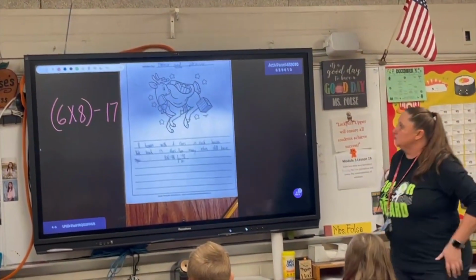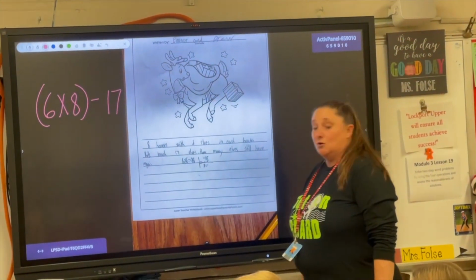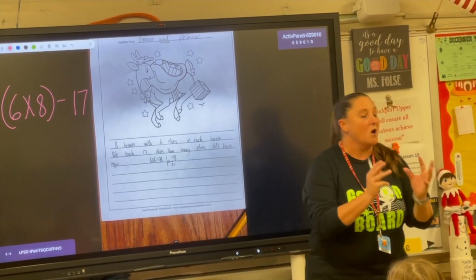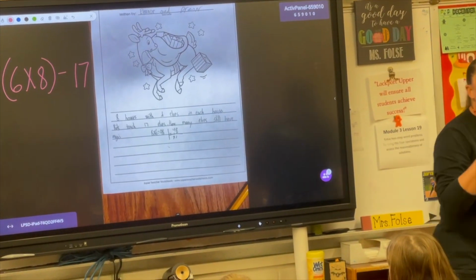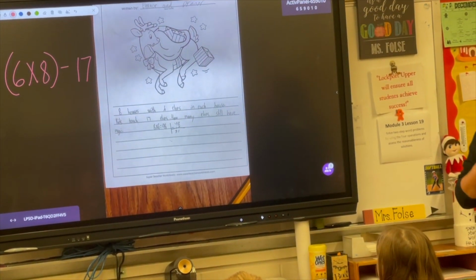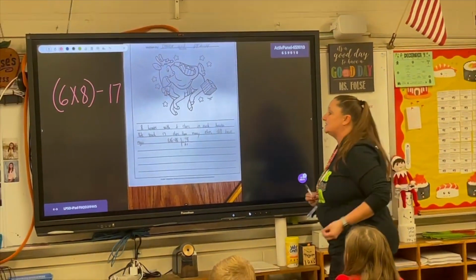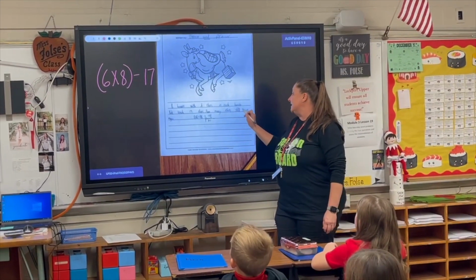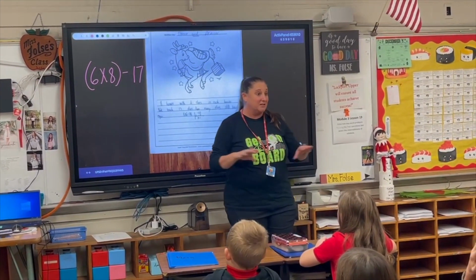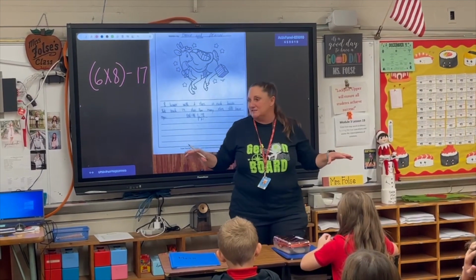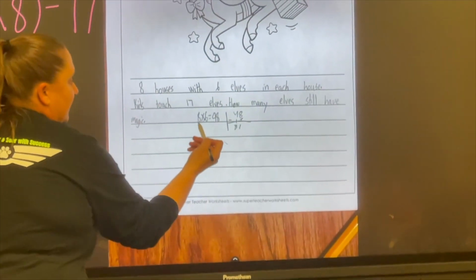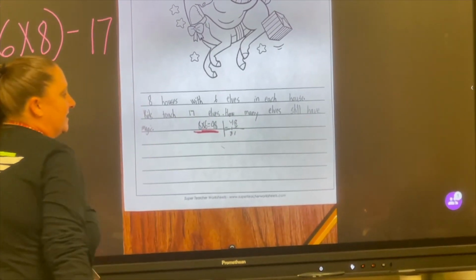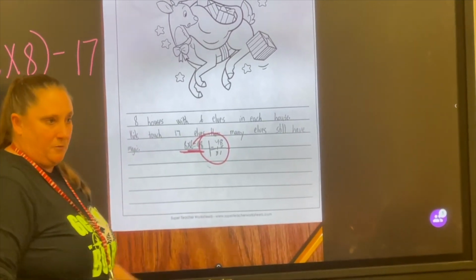Look at Drew and Eleanor's. 8 houses with 6 elves in each house. I love it. What word lets us know that we have 8 houses with 6 elves in each house? Each. We have 8 groups of 6. Kids touch 17 elves. So how many elves still have magic? Because like they said, once you touch your elf, it what? It loses its magic. So they solved it. 8 times 6 is what? 48. And then they did 48 minus 17, which equaled 31.